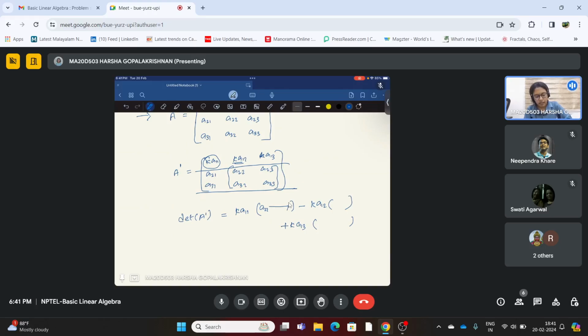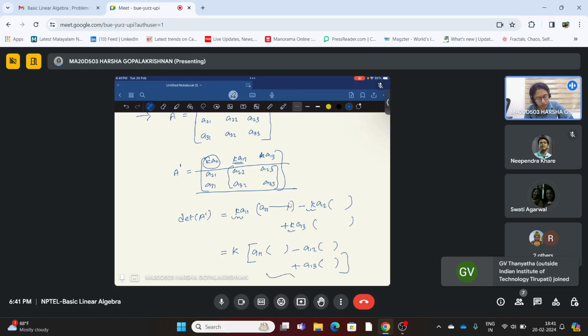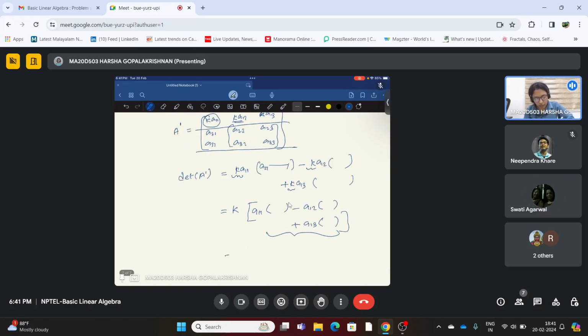But see here we have k in each of the terms. That k is actually going out: k into a11 into the same value, minus a12 into the same value, plus a13 into the same value. So this is actually our determinant of A, right? So that is why we are getting k per row into determinant of A.